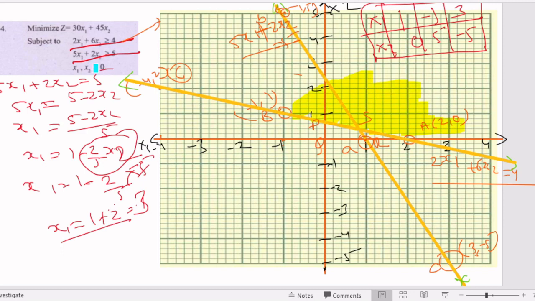So what is the next? Here is another equation, 5x1 plus 2x2 greater than 5. So it means above this line. So what are the common regions which are coming in both? Above this line. Getting this?